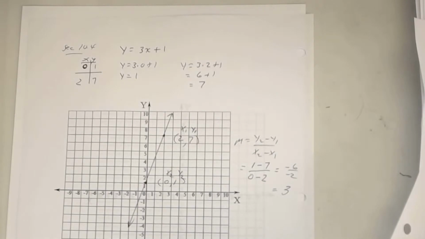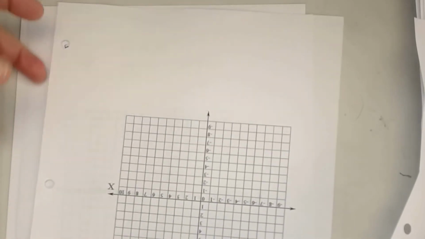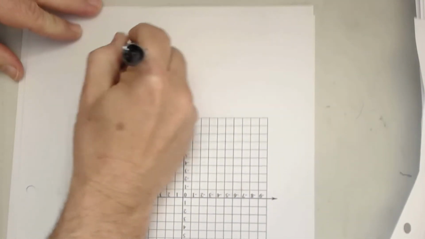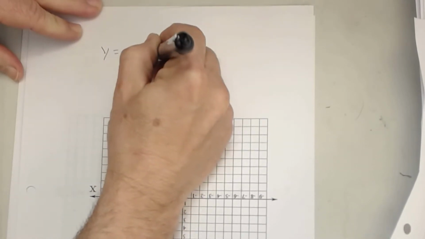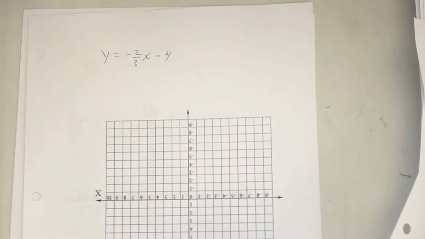Okay. So then let's think about this. What if I had this? I'm going to ask you this. All right. From there, can you tell me what the slope is without graphing it? Negative 2/3. Very good. Negative 2/3. Can you tell me what the y-intercept is? Can you tell me where the graph's going to cross the y-axis? At negative 4.